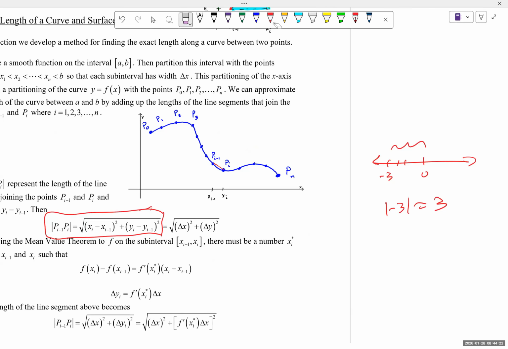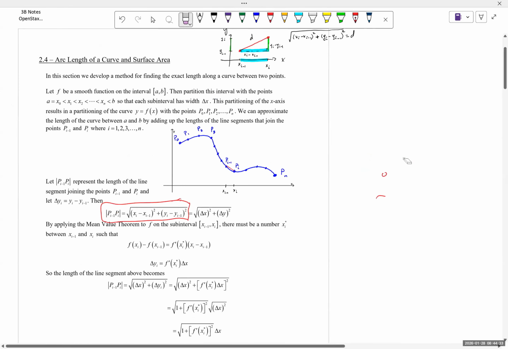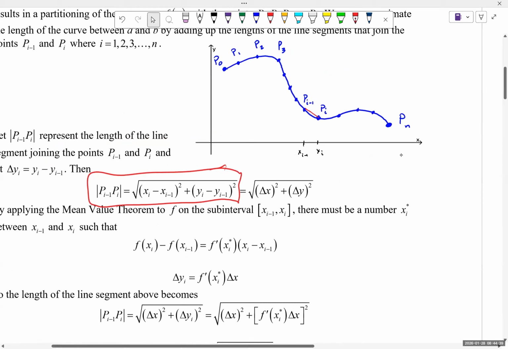Line set. The line segment from where to where? P sub i minus one to P sub i. Yes? P sub i. Okay, good. So that's helpful. Now, do you agree that this is a change in x and this is a change in y? Okay. Totally good. This is just the distance formula.